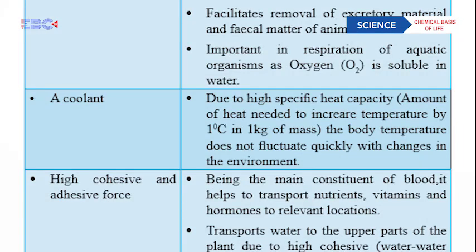So the second property is that water is a coolant. Due to its high specific heat capacity, the body temperature does not fluctuate quickly with changes in the environment. So here it means the specific heat capacity is high, but the body temperature does not change. Fluctuate means change. It does not change immediately or quickly with changes in the environment.